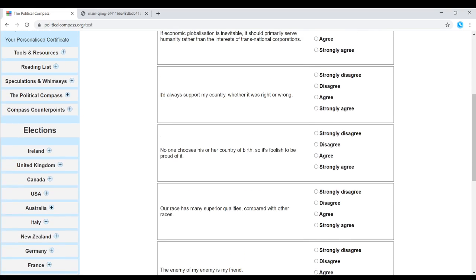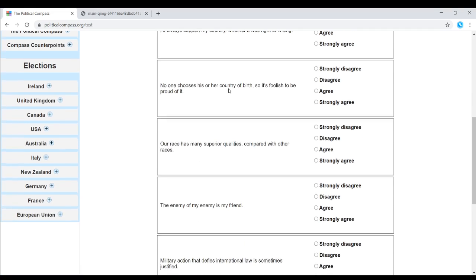Okay, let's move on. I'd always support my country whether it was right or wrong. I'm going to strongly disagree with that, assuming that right or wrong means morally. If my country is advocating something that is antithetical to Christianity, of course I'm not going to agree with that. I'm going to be an advocate against that.